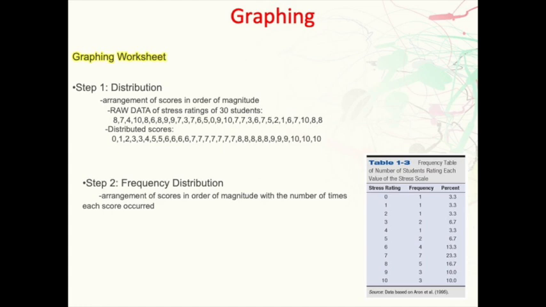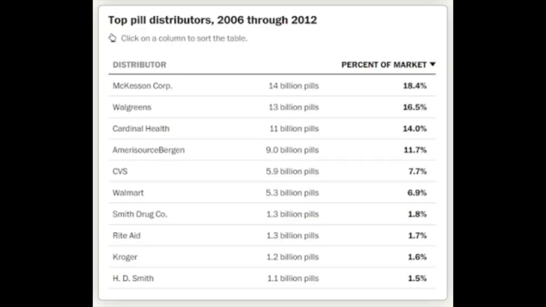So how many times did the number 0 get chosen? 1 time, according to the frequency distribution. How many times did a stress rating of 1 get chosen? 1 time. How many times did a stress rating of 10 get chosen? 3 times. And so a frequency distribution gives you that first column, which is all possible scores, and then the next column, which is the frequency of each score.